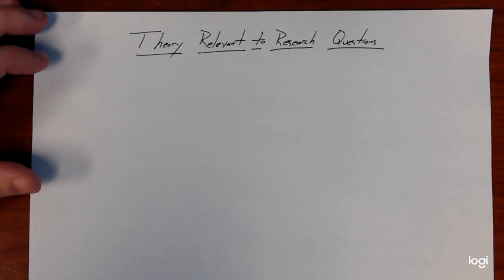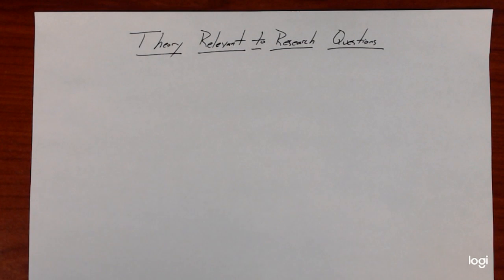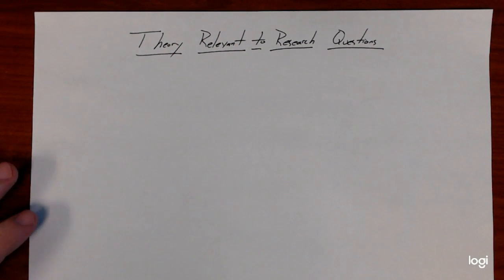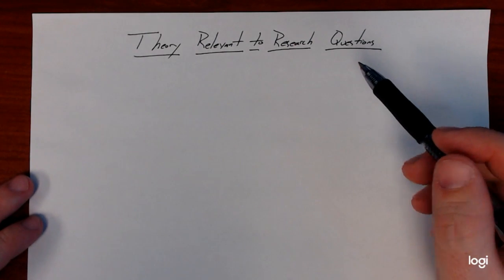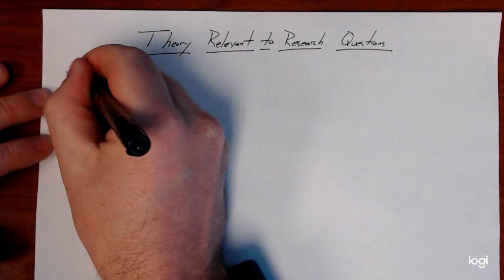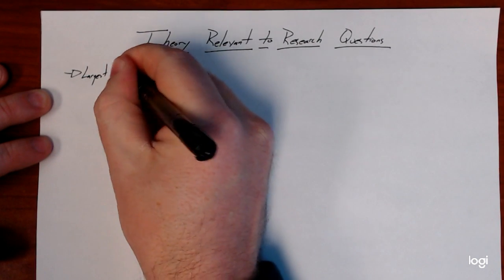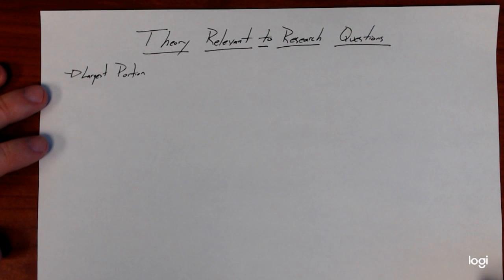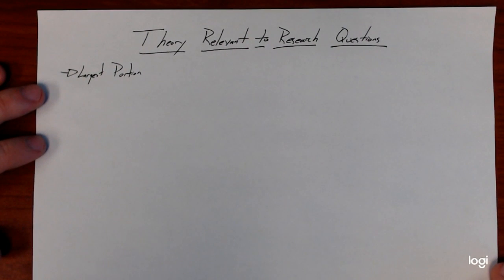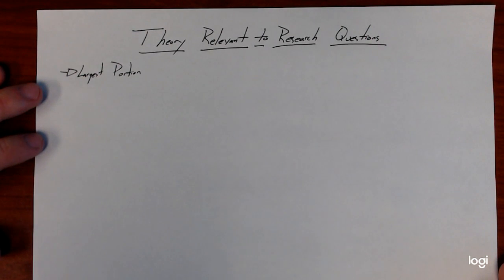So the next subsection after the introduction, context, and background section is going to be our theory relevant to our research questions. And this is going to be the largest portion. Right? This is where we are really going to prove that we know what it takes in order to be an expert in this area.